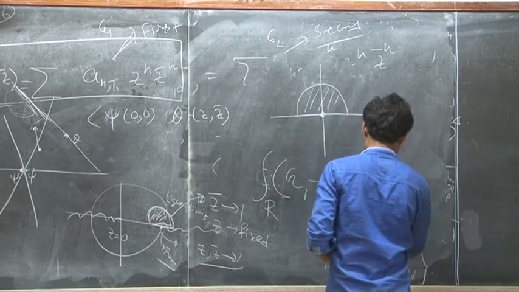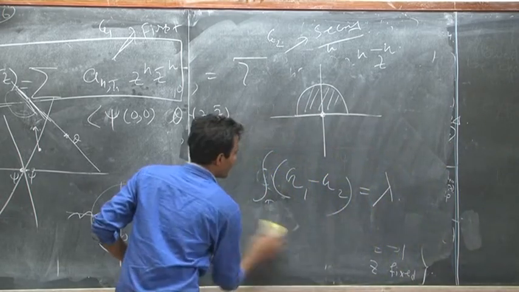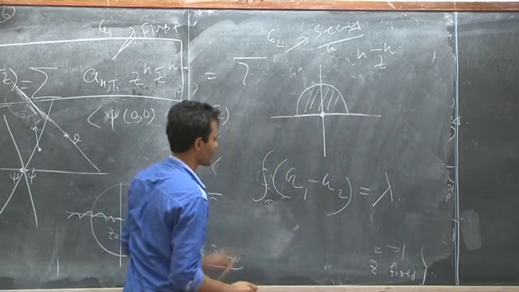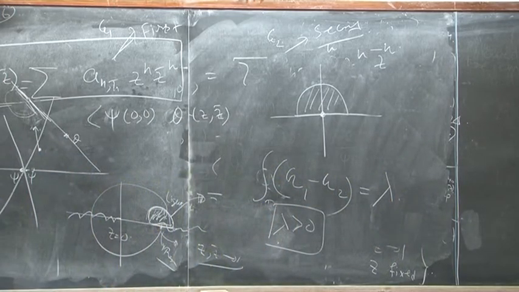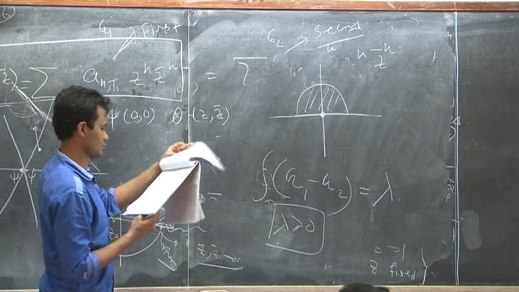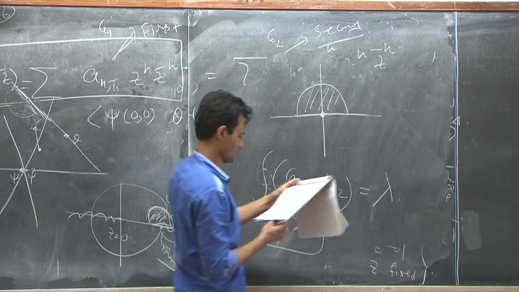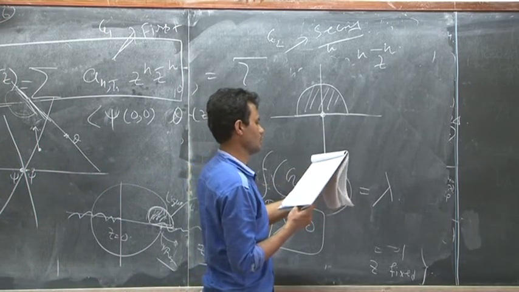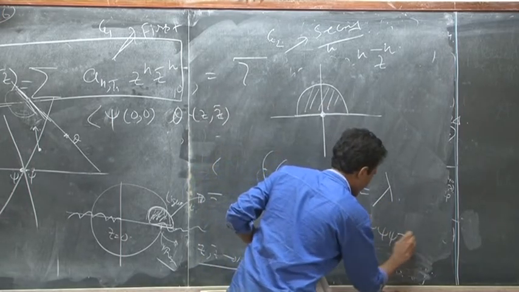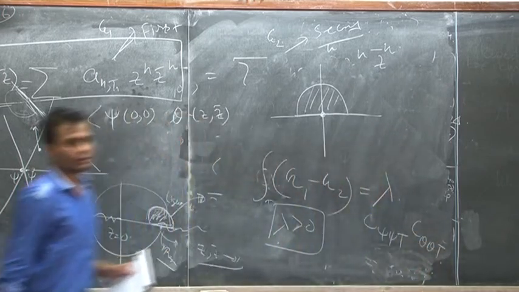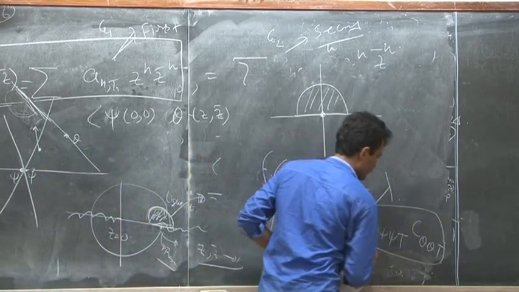So at the end, I'll define what lambda is, and because the first seed answer is always greater than the second seed answer, you get lambda greater than 0. What is lambda? Lambda is basically the 3-point coupling that you have: C psi psi T, C theta theta T. We have claimed that this is greater than 0.